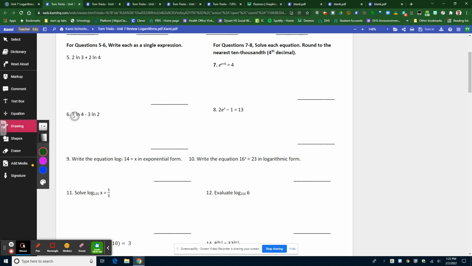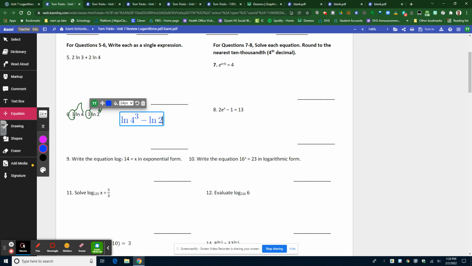I'll give you a hint. We have to work with these 2 little numbers. The numbers in front are really the exponents. So in order to combine this into a single logarithm, we're not going to make them a single logarithm just yet. We're going to get close to that. So ln 4 cubed minus ln 2 cubed.